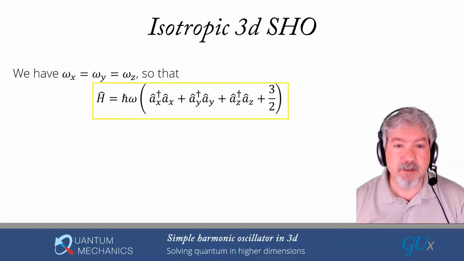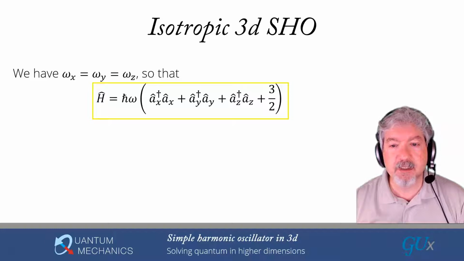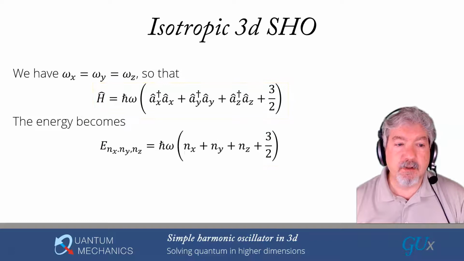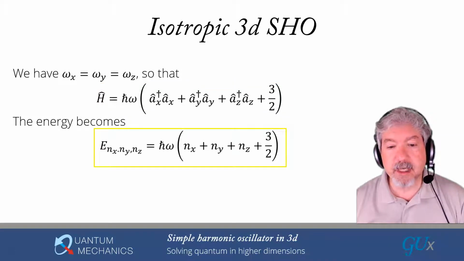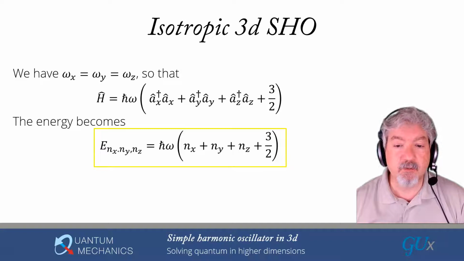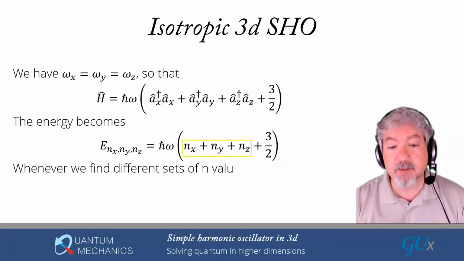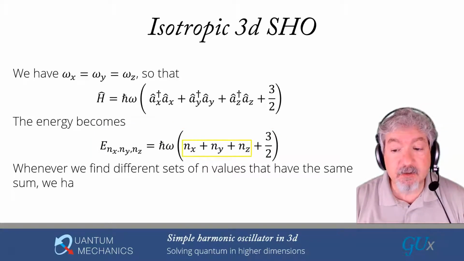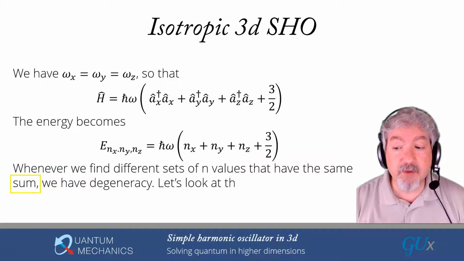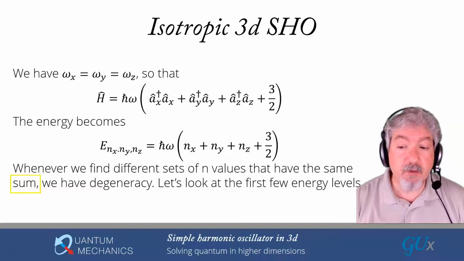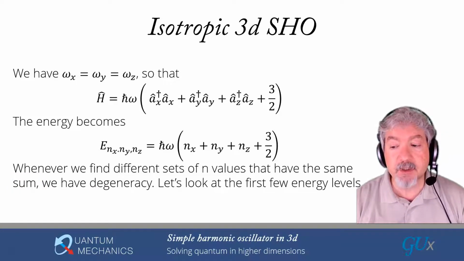A dagger x ax plus a dagger y ay plus a dagger z az plus 3/2, a whole thing multiplied by h bar omega. Now, the energy can be replaced by these numbers nx, ny, and nz, and I have to add the three of them together. You can immediately recognize that in any case where nx plus ny plus nz gives a particular value n, all of those states will have the same energy. And when different states have the same energy, we call that degeneracy. We're going to carefully go through what degeneracy looks like for the simple harmonic oscillator.